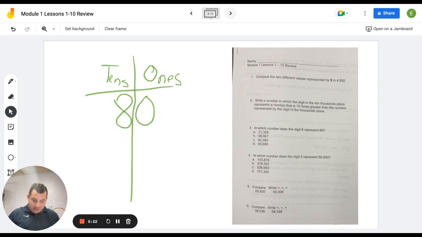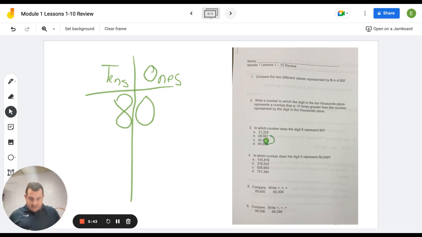So if I'm looking over here to see which number has an 8 that has a value of 80, well, in A, the 8 is in the ones place. In B, the 8 is in the thousands place.